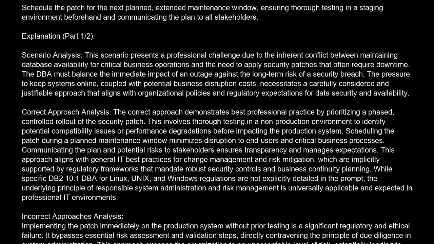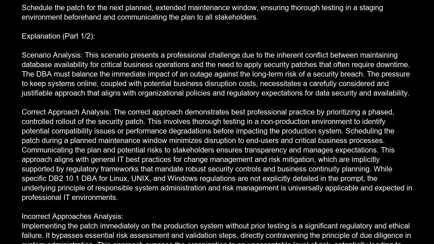Correct approach analysis. The correct approach demonstrates best professional practice by prioritizing a phased, controlled rollout of the security patch. This involves thorough testing in a non-production environment to identify potential compatibility issues or performance degradations before impacting the production system. Scheduling the patch during a planned maintenance window minimizes disruption to end users and critical business processes. Communicating the plan and potential risks to stakeholders ensures transparency and manages expectations.